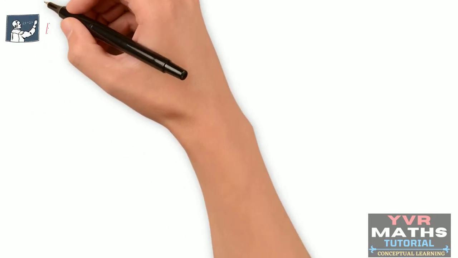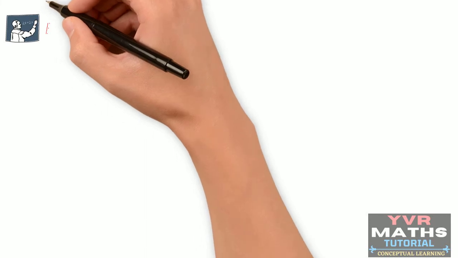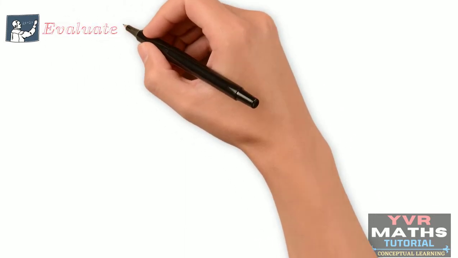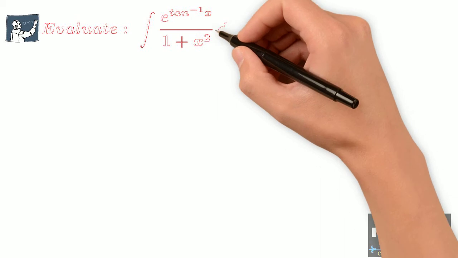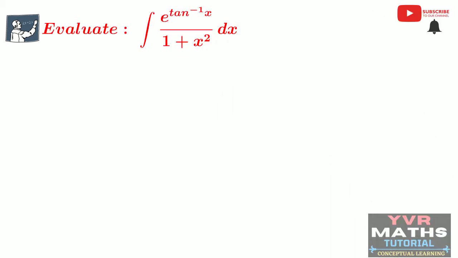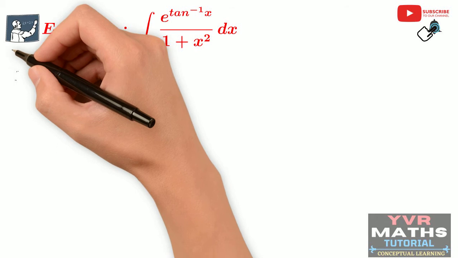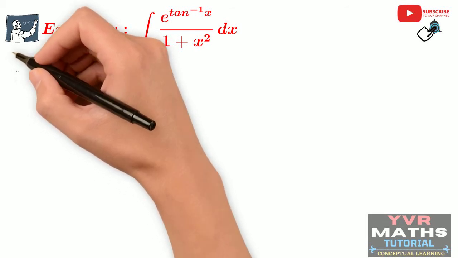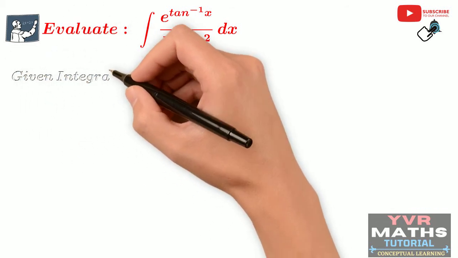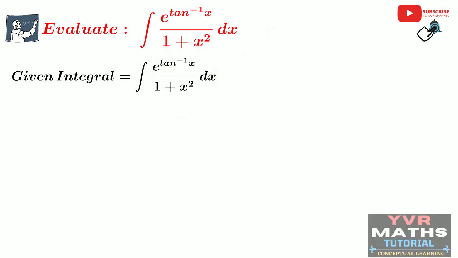Let us discuss one more problem. See here, evaluate the integral of e power tan inverse x by 1 plus x² dx. Let us discuss the solution of this one. Given integral is equal to the integral of e power tan inverse x by 1 plus x² dx. In the given integrand, in the numerator e power tan inverse x and in the denominator 1 plus x², two functions are there. In these two functions, e power tan inverse x I am taking as one combination and the remaining 1 by 1 plus x² we are going to take as another combination.